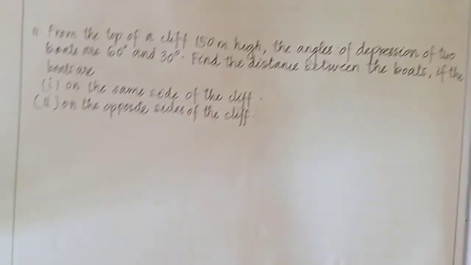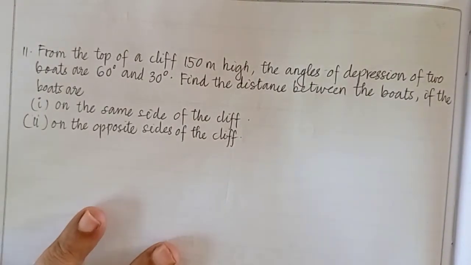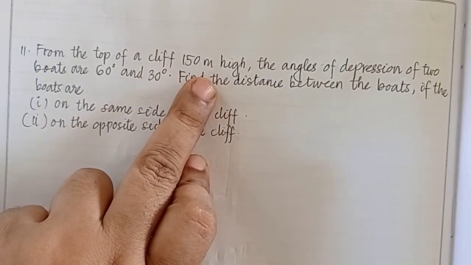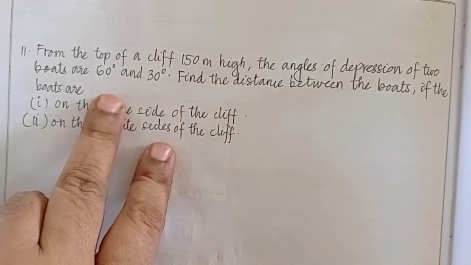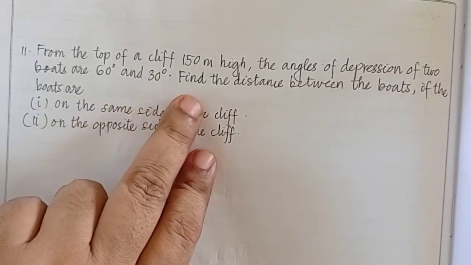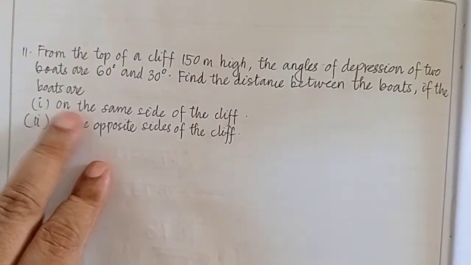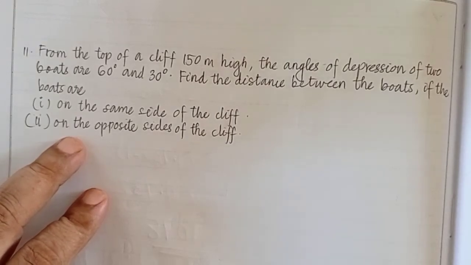Write the next question. Copy the question from the board. Is the board clear? From the top of a cliff, 150 meter high, the angles of depression of two boats are 60 degree and 30 degree. Okay. Find the distance between the boats. Two conditions are here. First, if the boats are on the same side of the cliff, second, on the opposite side of the cliff.